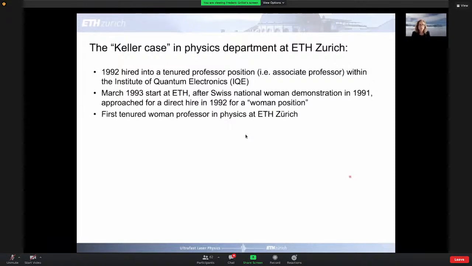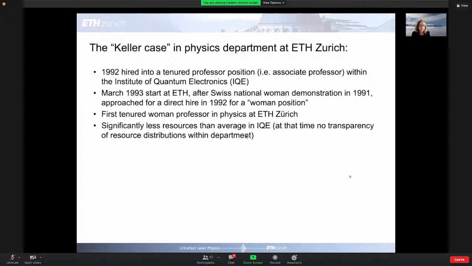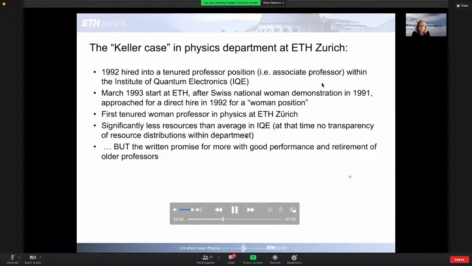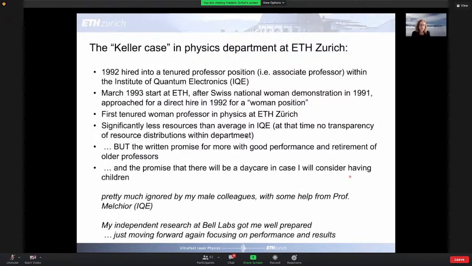I became the first 10-year woman professor in physics at ETH. And I started off with significantly less resources than average in the Institute at that time. There was no transparency of the resource distribution within the department. I just realized that later on. I had the written promise for more with good performance and the retirement of all the professors, which I thought at that time was a good deal because I was always rewarded for good performance. So I thought, no problem, I will show. And I also got a promise that there will be a daycare in case I will consider having children.